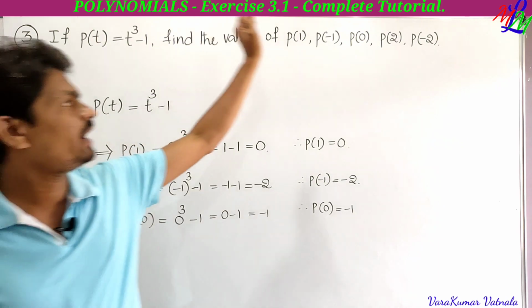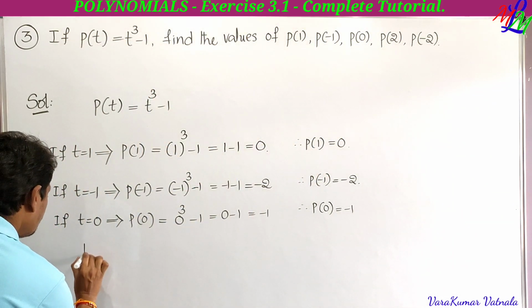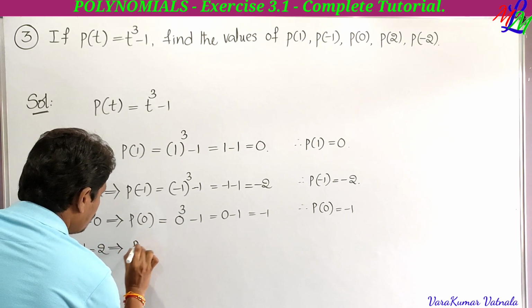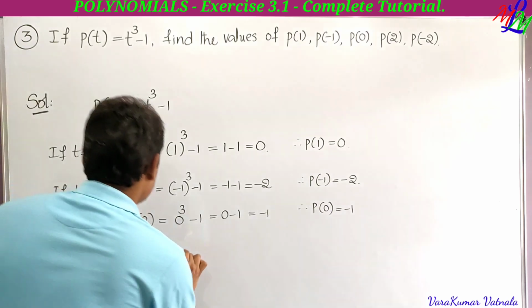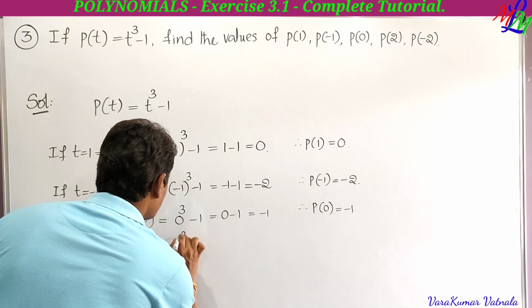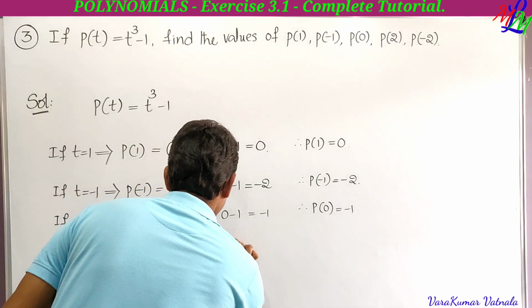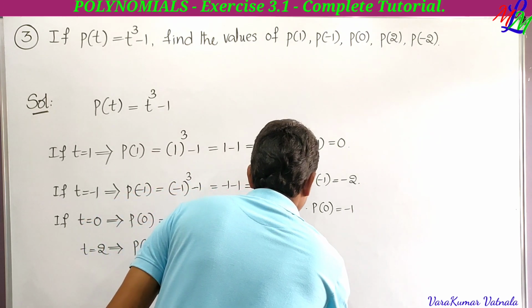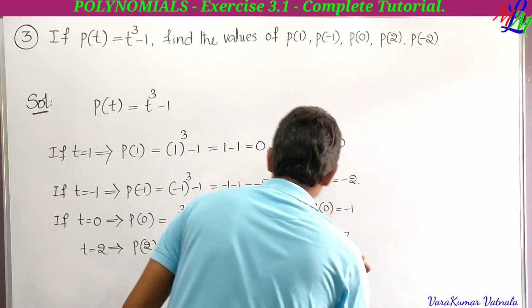Next he is asking to find p of 2. If we substitute t is equal to 2, we can get p of 2. So p of 2 is equal to t cube, that is 2 cube minus 1. So 2 cube is 2 into 2 into 2, that is 8. 8 minus 1 is equal to 7. Therefore we can write p of 2 is equal to 7.